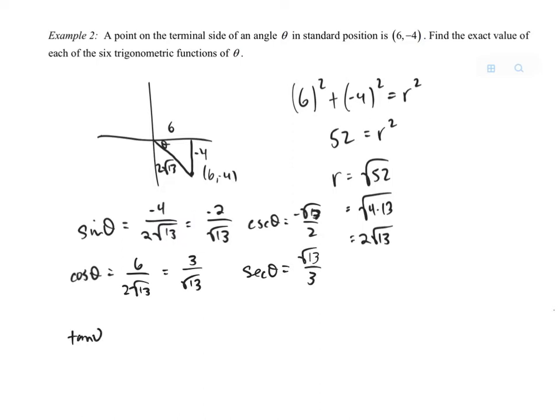Okay, and then finally, tangent theta is going to be the opposite over the adjacent. So opposite from this angle theta is going to be negative 4. The adjacent is going to be 6. So negative 4 over 6. I'm going to go ahead and reduce that to negative 2/3. And that means that cotangent theta is going to be negative 3 divided by 2.